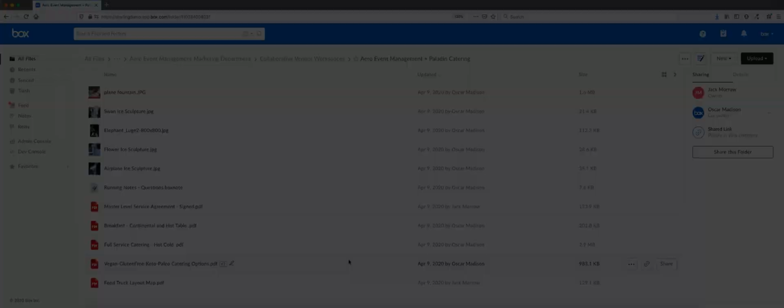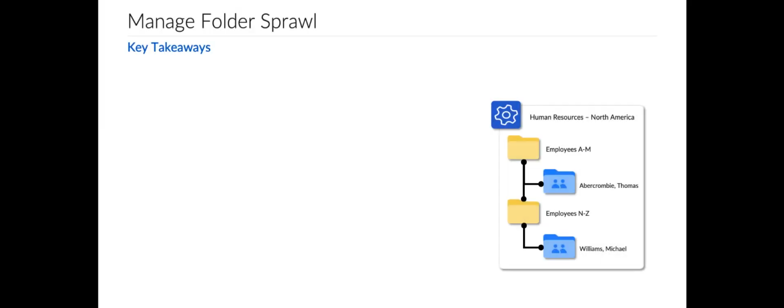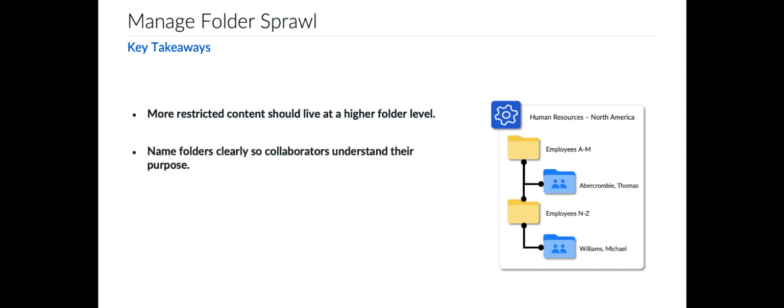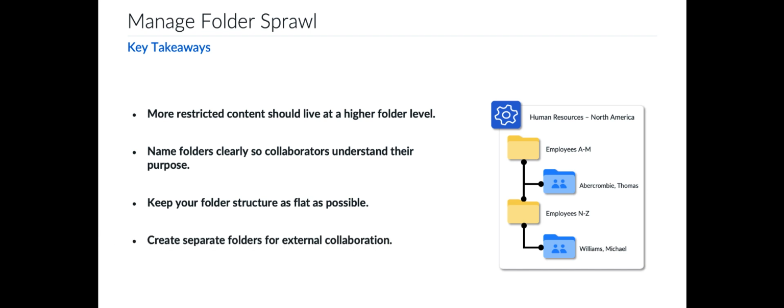So let's review. The 4 key items to take away from this video are: 1, more restricted content should live at a higher folder level. 2, name folders clearly so collaborators understand their purpose. 3, keep your folder structure as flat as possible. 4, create separate folders for external collaboration.